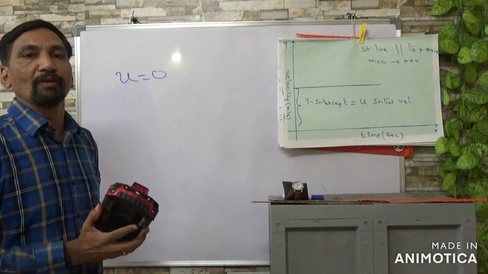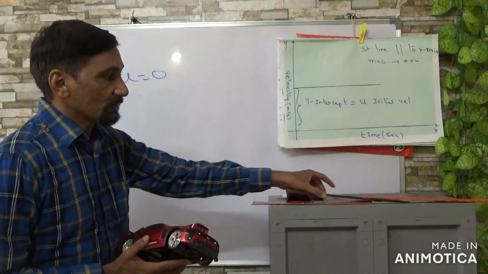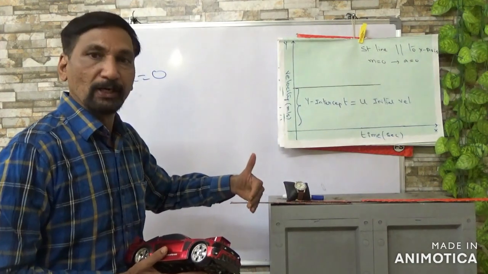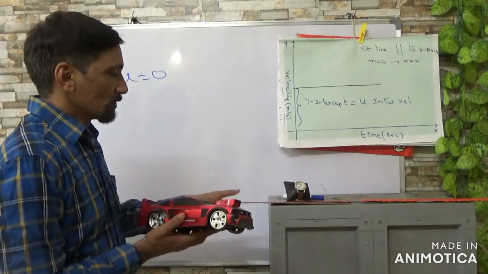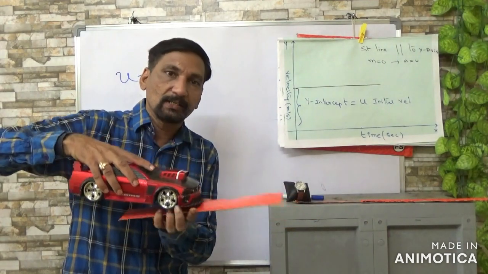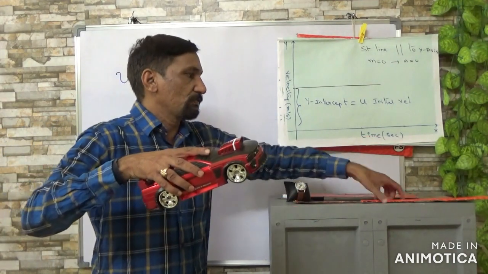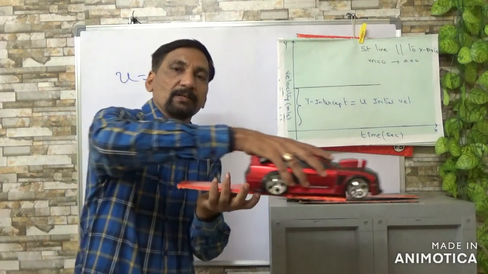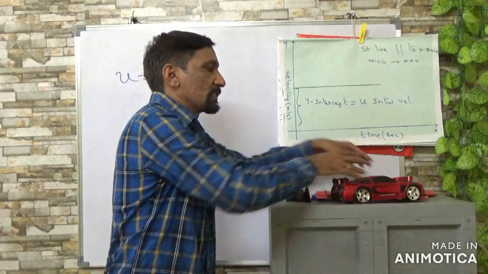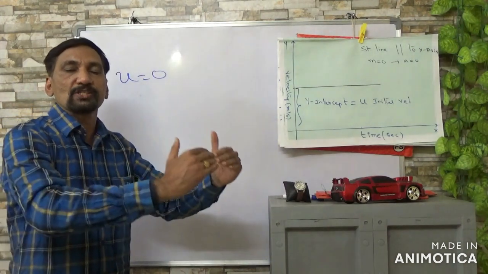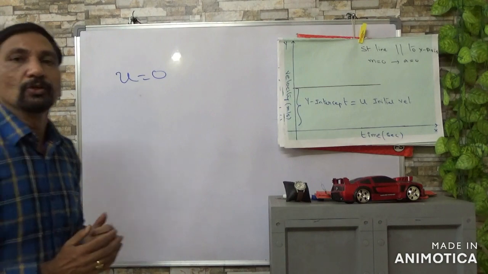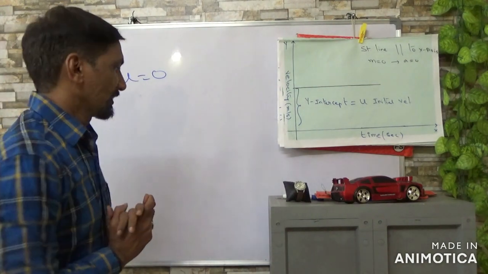So what is uniform velocity? Whenever the distance covered by the body in a particular direction in a particular time is the same. First 40 kilometers covered in 1 hour. Next 40 kilometers covered in 1 hour. So what do you notice? It covers equal distances in equal intervals of time. That is nothing but uniform velocity.